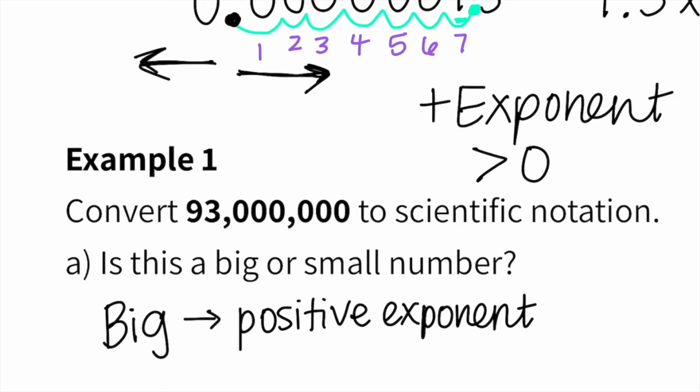So the next thing we're going to do is move the decimal place 7 places. For this specific number, we're going to move it 7 places to the left. So we have 93 million. I'm going to move the decimal place 1, 2, 3, 4, 5, 6, 7 places. So we moved the decimal over 7 places.